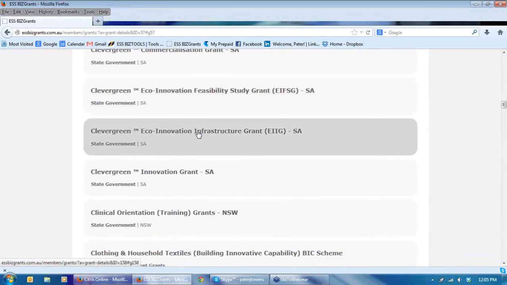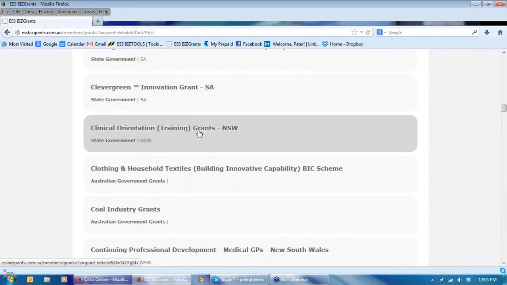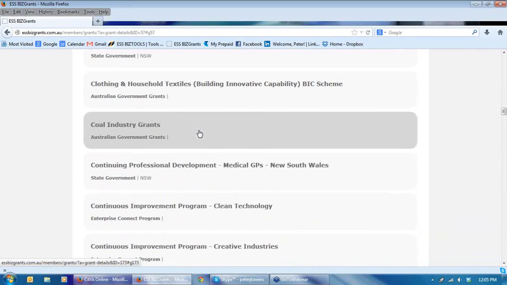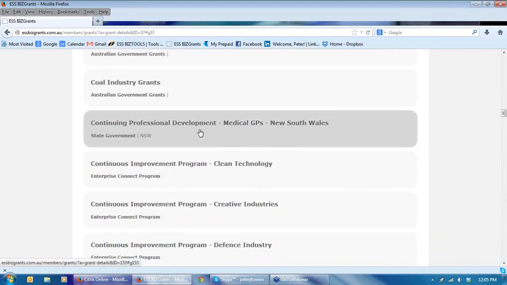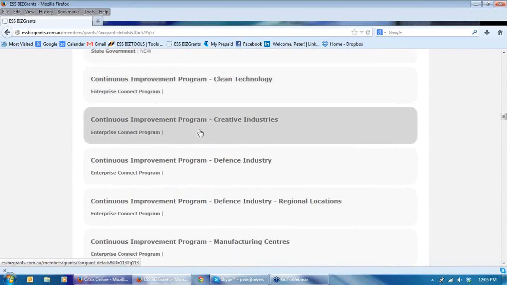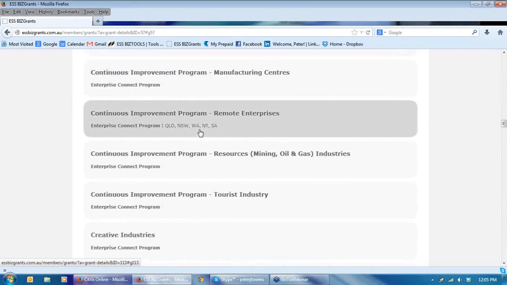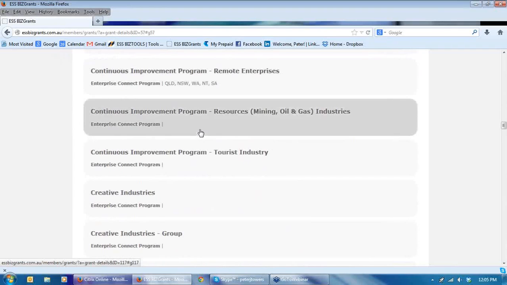And that also applies to these clever green grants. So we've still got them in the system because they're still out there, but they're really not processing applications until they get a clear ruling from the government.